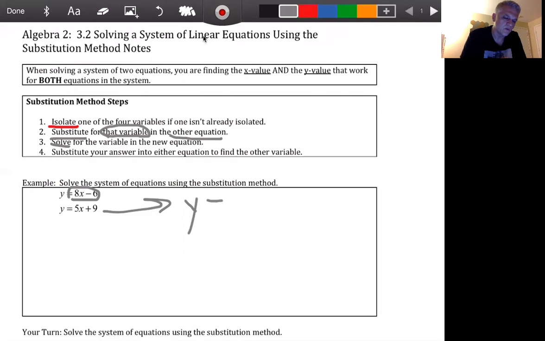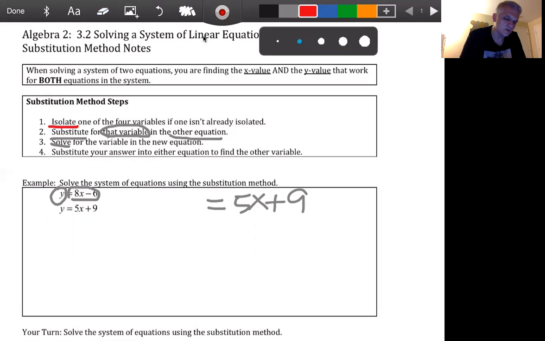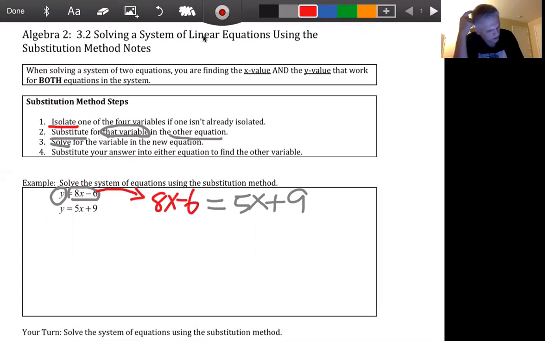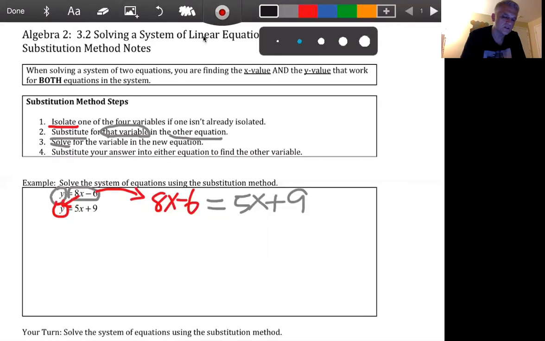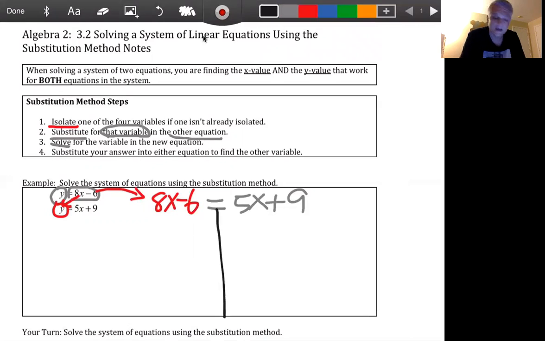So y equals 5x plus 9 is what we start with. Okay, but I'm going to substitute for y. So instead of y equals 5x plus 9, I'm going to substitute 8x minus 6. Okay, so it used to be y, but since y equals that, we're going to substitute that in for the y in the other equation. Okay? And now we're back to some good old Algebra 1 stuff. Now we got to isolate the x.